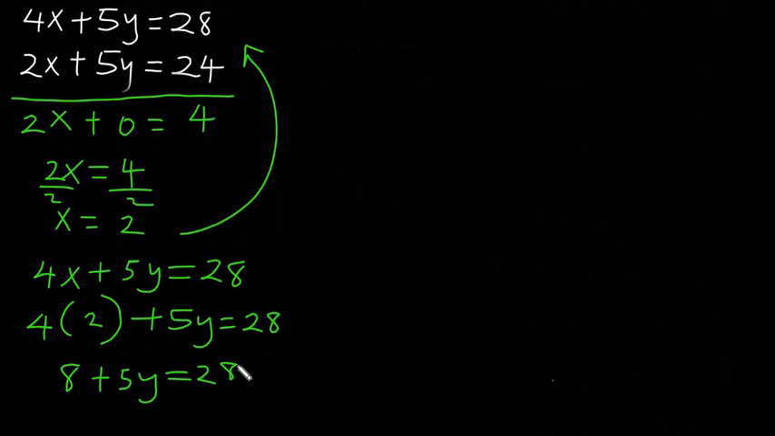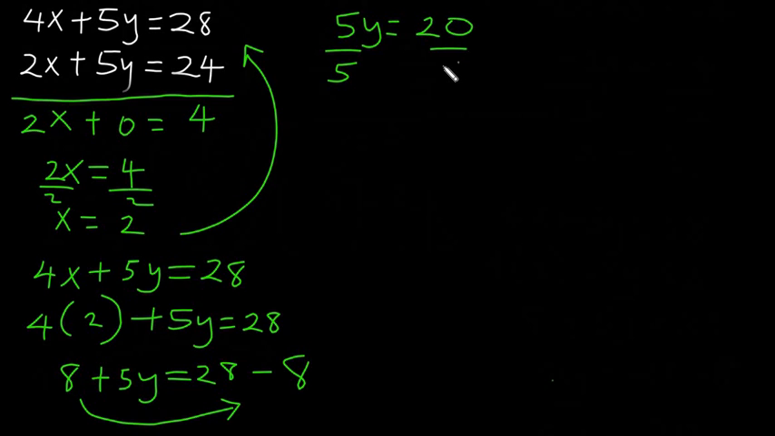So let's find the value of y. We're going to move this 8 to the other side to give us minus 8. So we're going to have 5y is equal to 20, and then divide through by 5 to give us the value of y as 4. So we have found that the value of y is 4 and the value of x is 2.